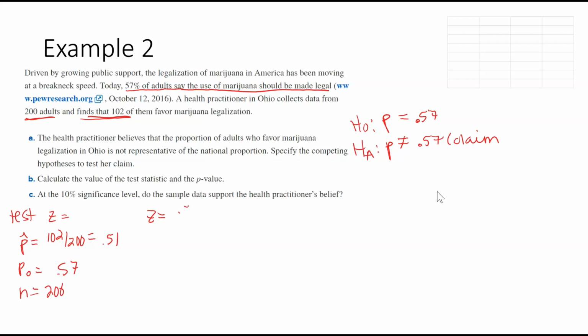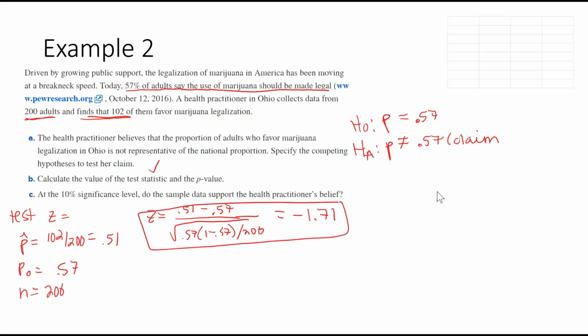So when we calculate our test statistic here, we're going to do our sample proportion, 0.51, minus the in question value, over the square root of 0.57 times 1 minus 0.57, all over 200. Go ahead and type that into your calculator, and you should get negative 1.71. So that is our test statistic: negative 1.71.